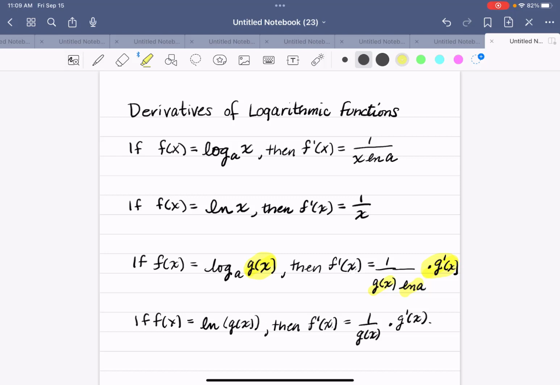And if it's the natural log of a function g of x, then f prime of x is going to be 1 over the function times the derivative of that function. So whenever you have differentiable functions within a log, you have to apply the same rule, which is 1 over x, or 1 over g of x, times the natural log of the base, and then times the derivative. If it's the natural log, then it's just 1 over the argument times the derivative of the argument.